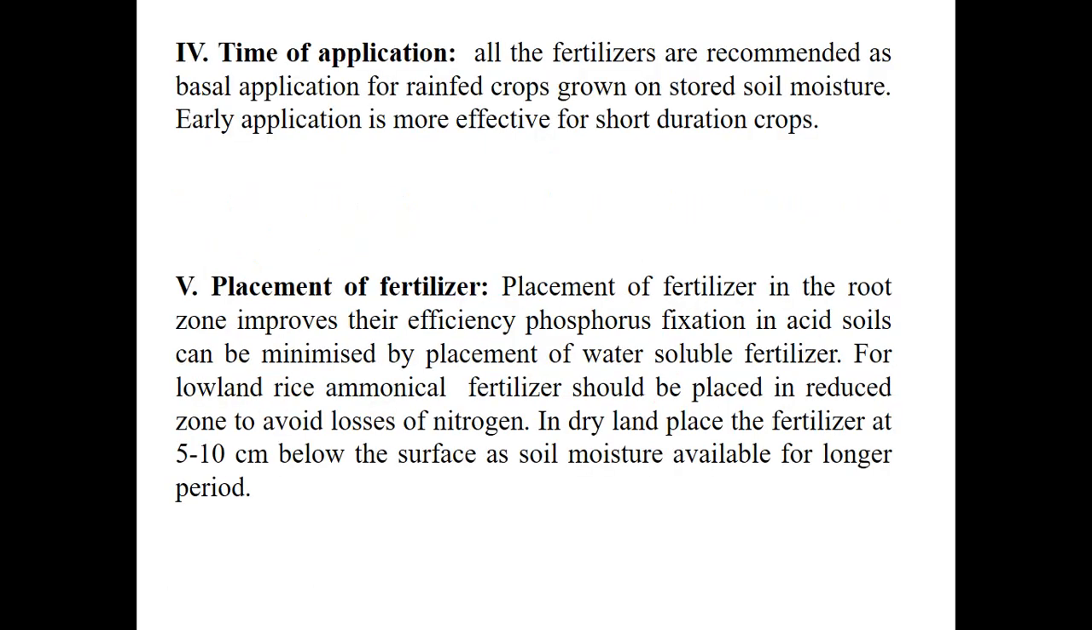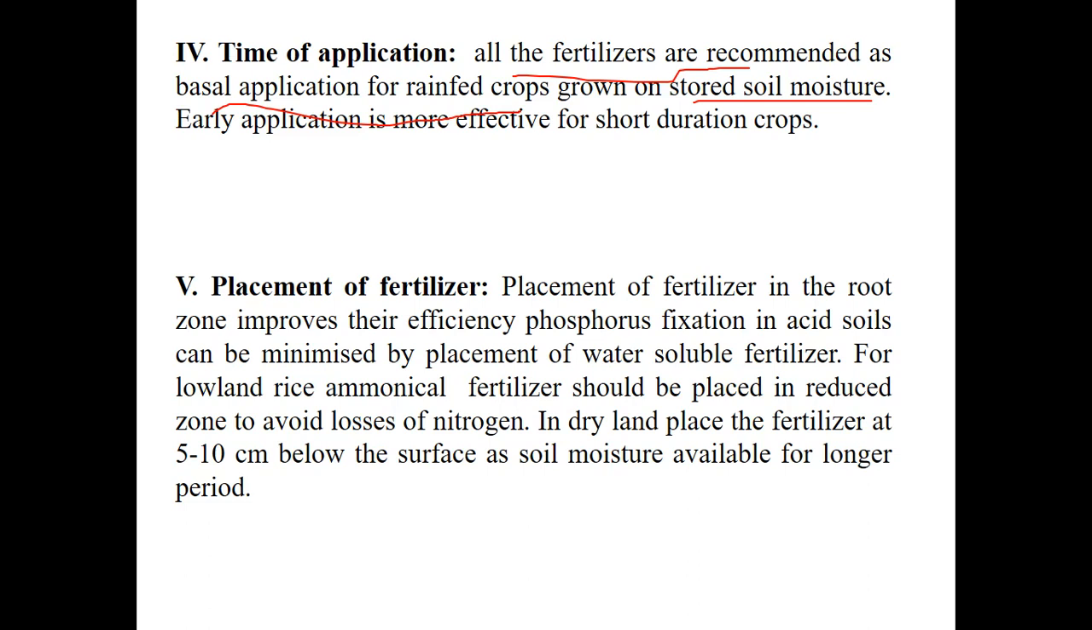And the fourth one is time of application. All the fertilizers are recommended as basal application for rain-fed crops grown on stored soil moisture. Stored soil moisture means the crop which is being grown in Rabi season. In Rabi season we cannot get rainfall like the rainy season, right? So whatever moisture is present is being stored from Kharif season only. So that is stored soil moisture. In such conditions, all the nutrients, all the fertilizer can be applied as a basal application only.